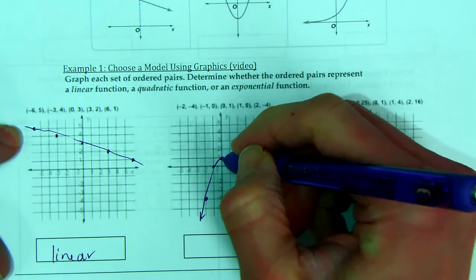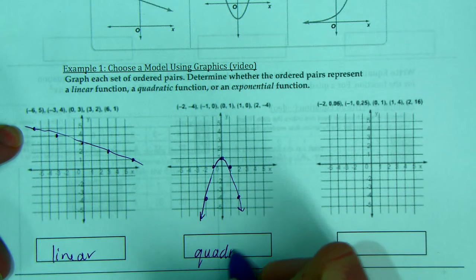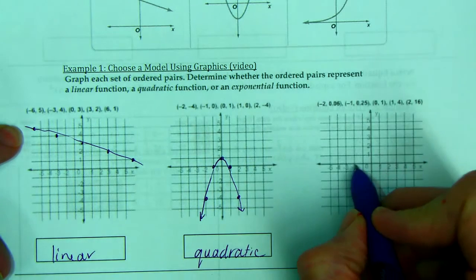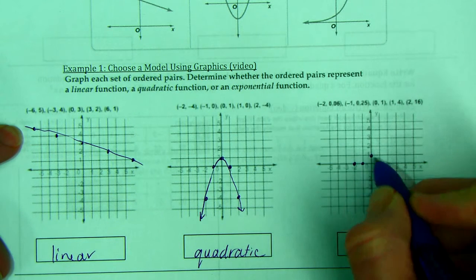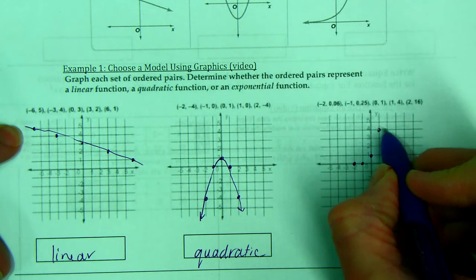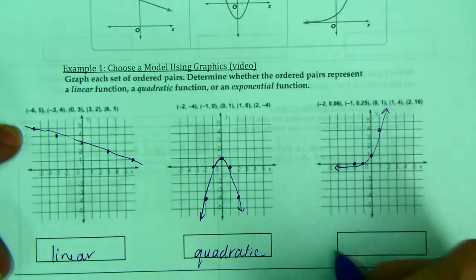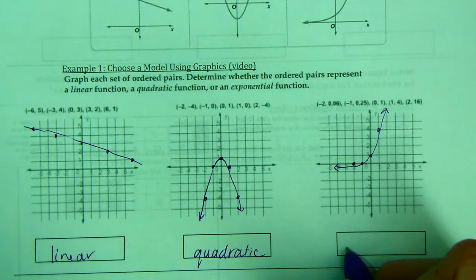And then this one, probably going to be here, and then here, and then here, and then 1 and 4, and then 2 and 16 does not even fit, but that one is a curve. I didn't do a very good job with my line because it shouldn't go below the x-axis, but you get it, and that is an exponential. All right, so that's how we determine.